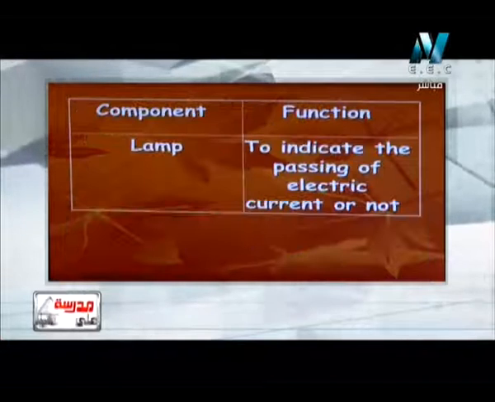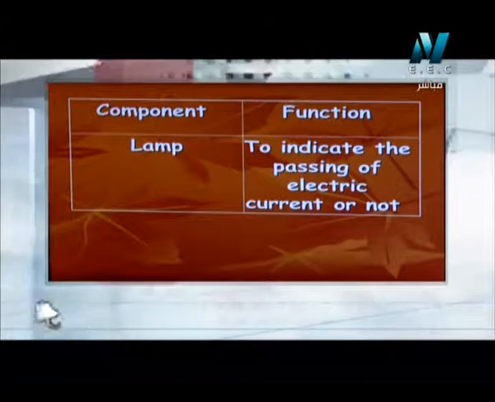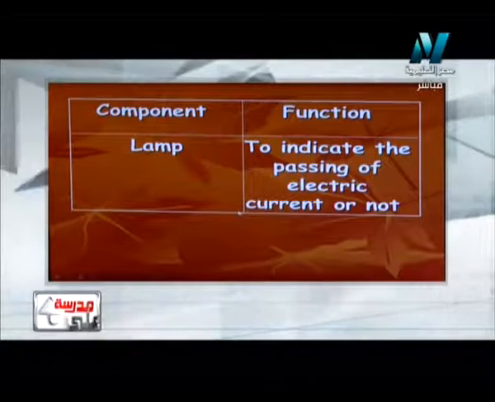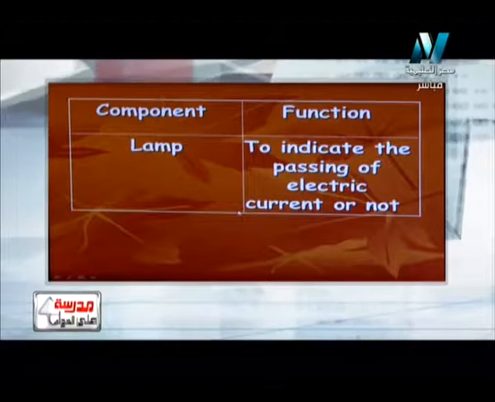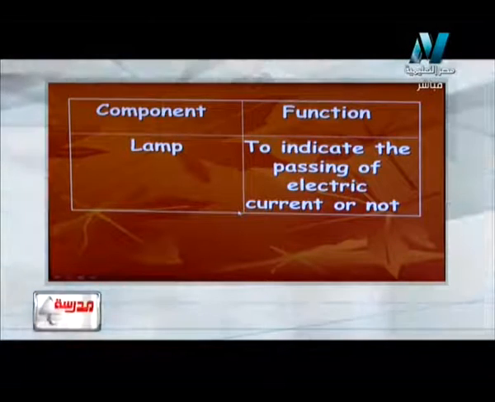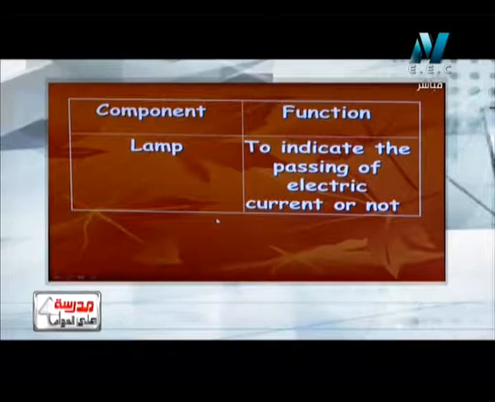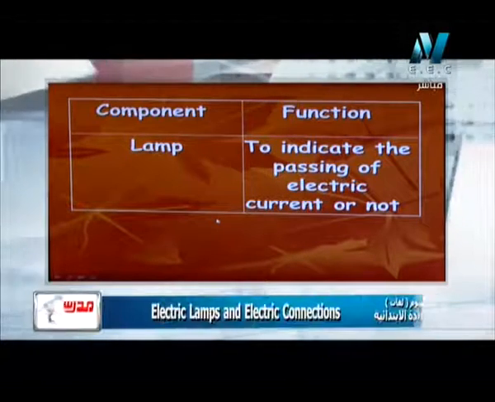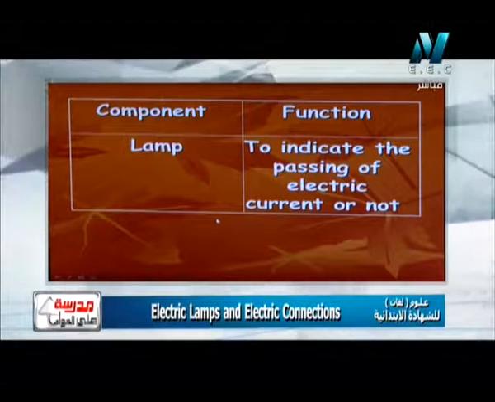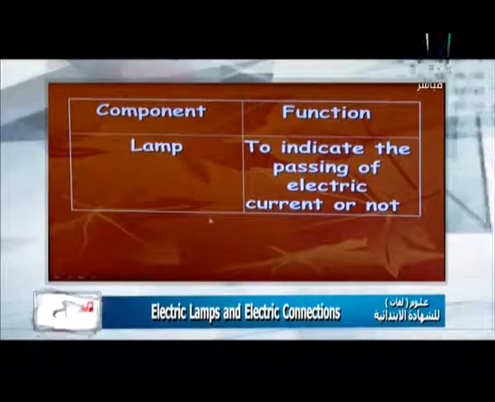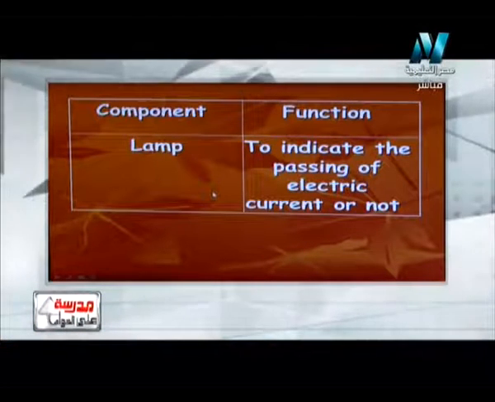So now I have the function of the lamp. The function of the lamp is to indicate the passing of the electric current or not. If the lamp lights, there is an electric current. If the lamp doesn't light, there is no electric current. So the function of the lamp is to indicate whether there is an electric current or not.